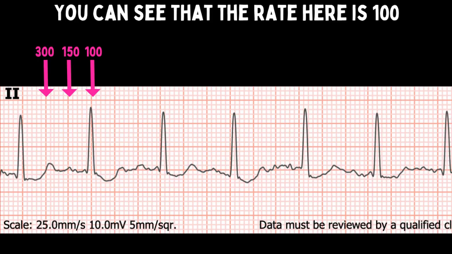Take the strip here. You see the first complex aligns nicely with a darker line. Count how many darker lines, big boxes there are until the next complex.